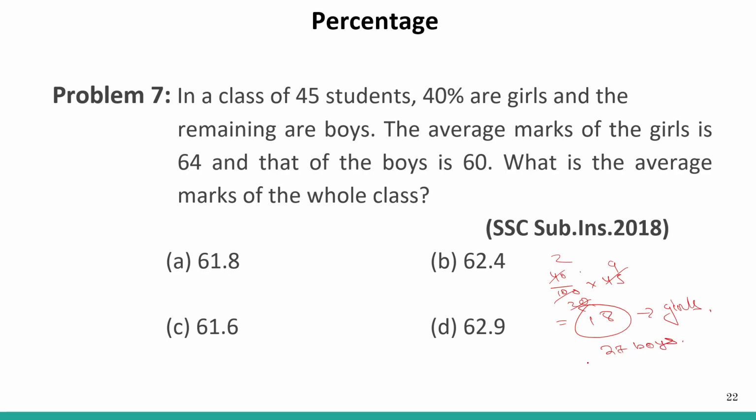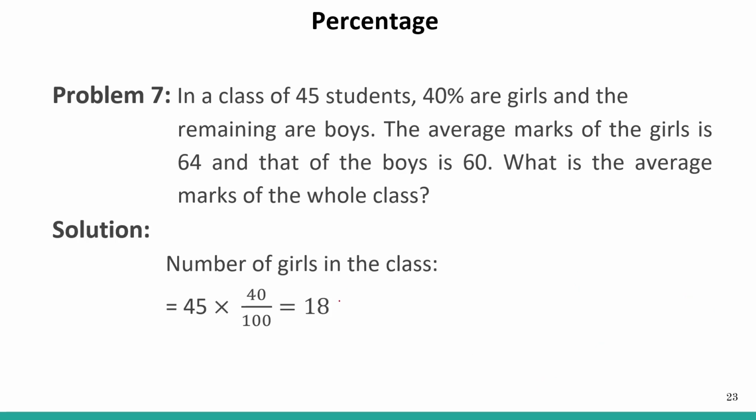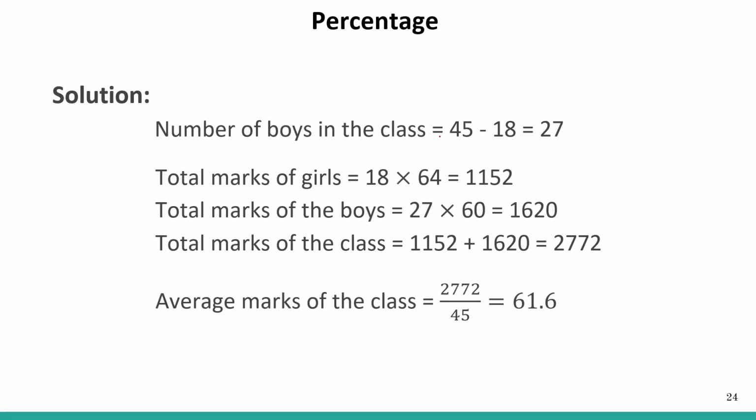So the average marks of the girls is 64 and that of boys is 60. So what is the average marks of the whole class? So let's see. The number of girls in the class is equal to 45 into 40 by 100, that is equal to 18. So number of boys in the class is equal to 45 minus 18 is equal to 27. Okay, so the total marks of girls is equal to 18 into 64 is equal to 1152.